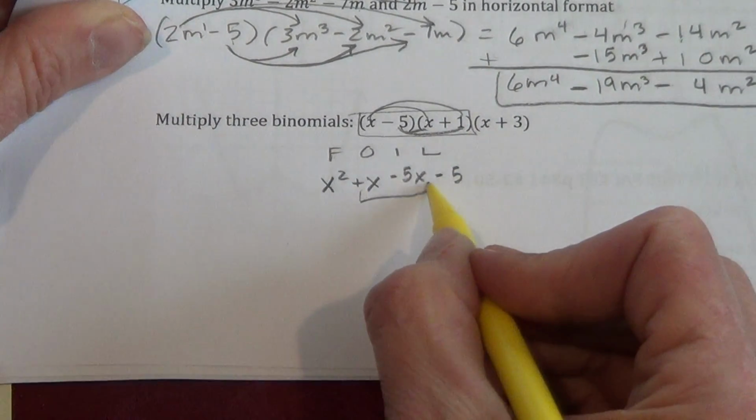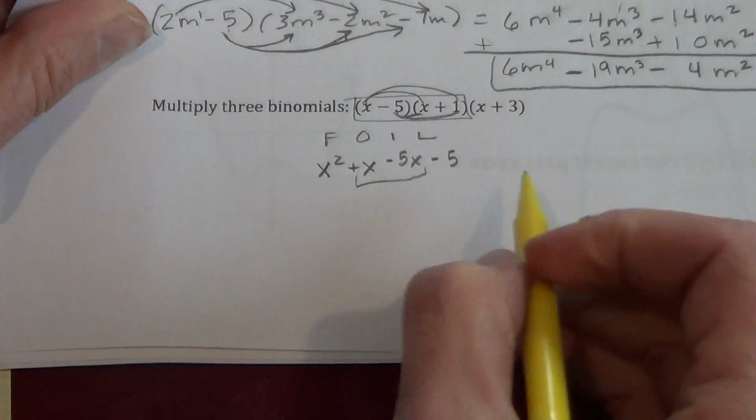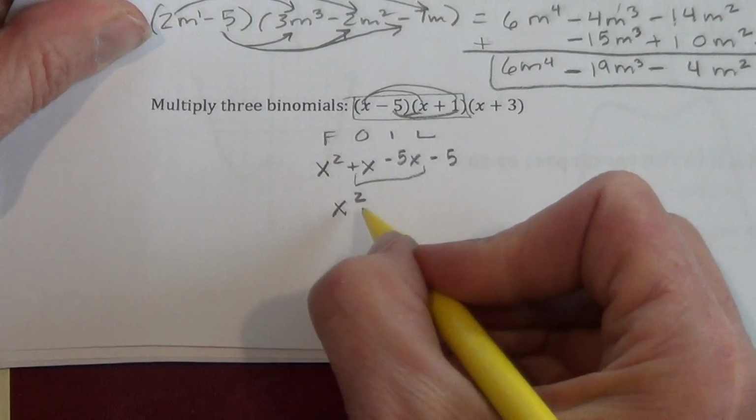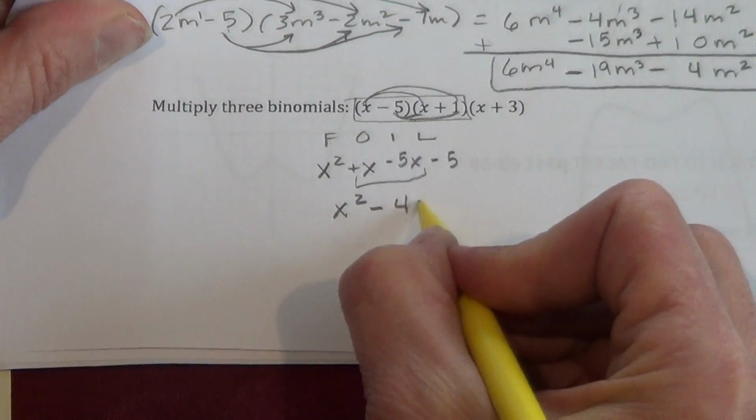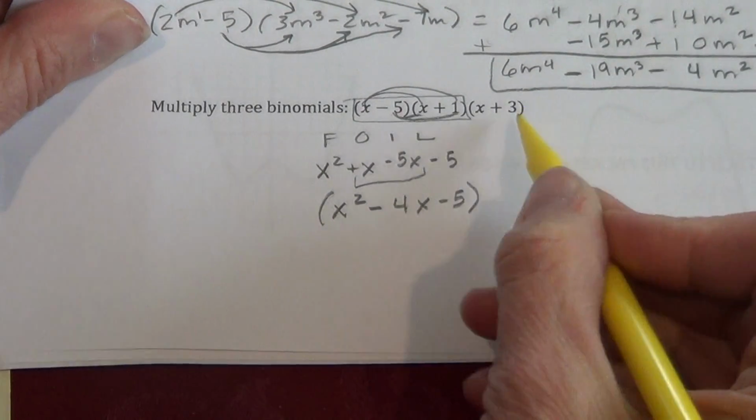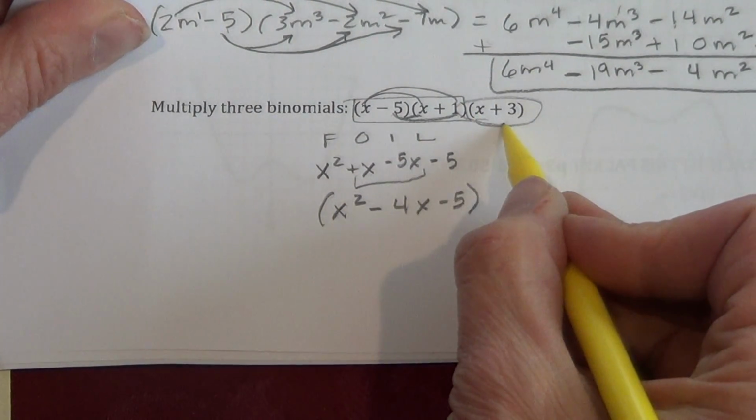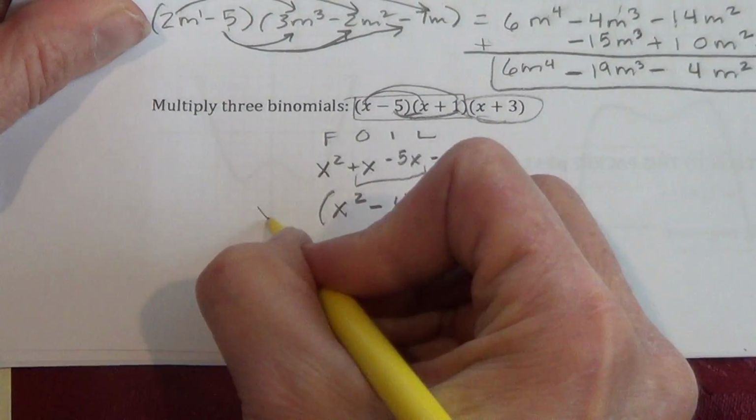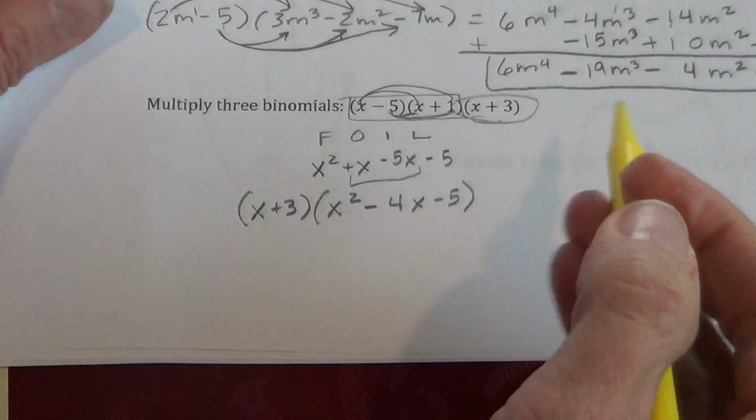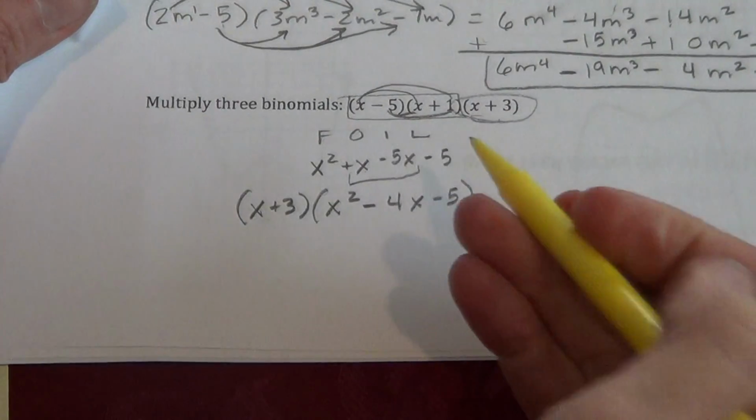Now combine these like terms before you go any further. So we have x squared. 1 minus 5x is negative 4x minus 5. Now I take this other binomial that I need to multiply by, and I generally write it in the front since I make fewer mistakes that way, and I multiply just like I did up above.